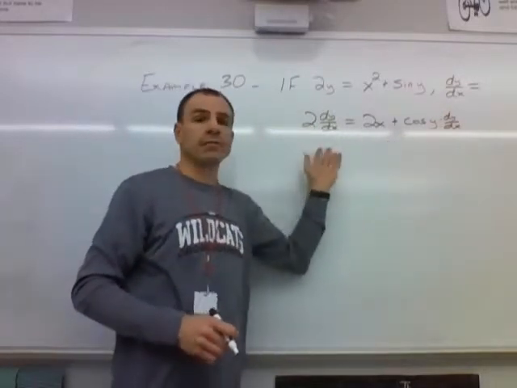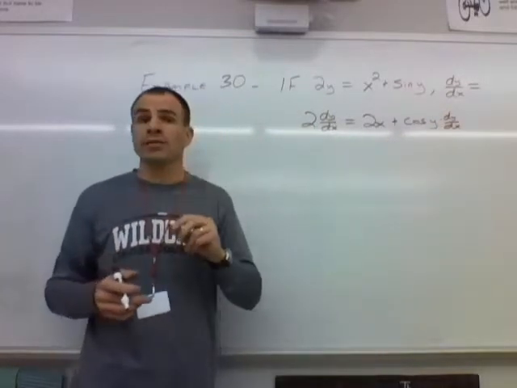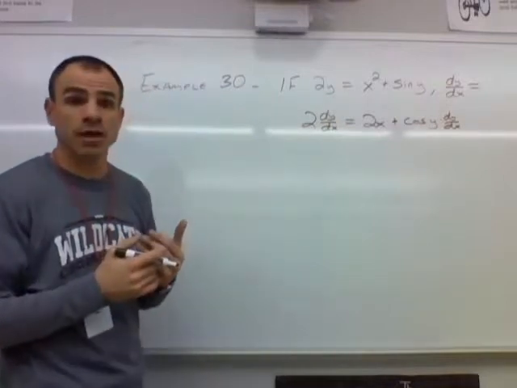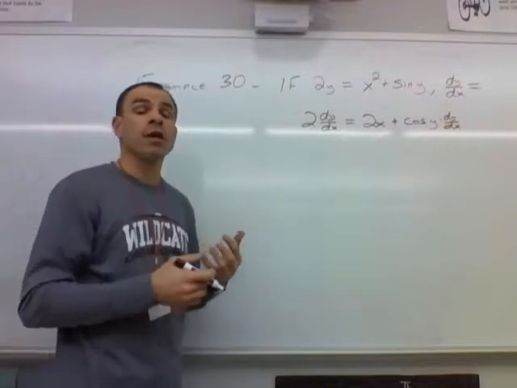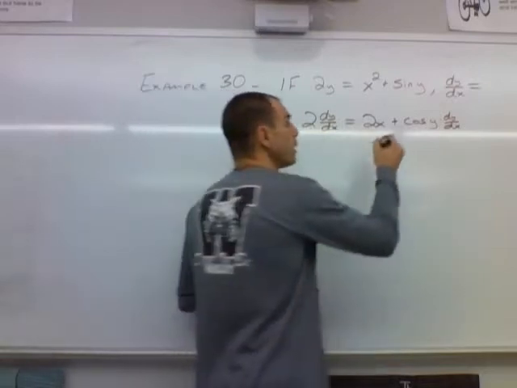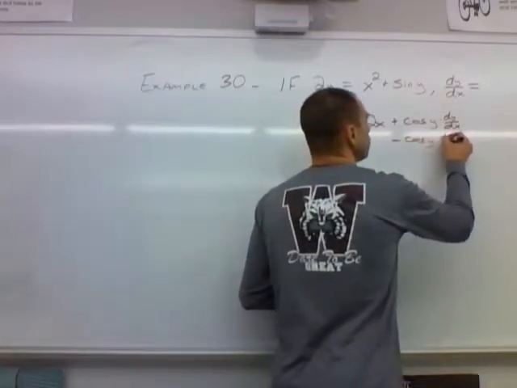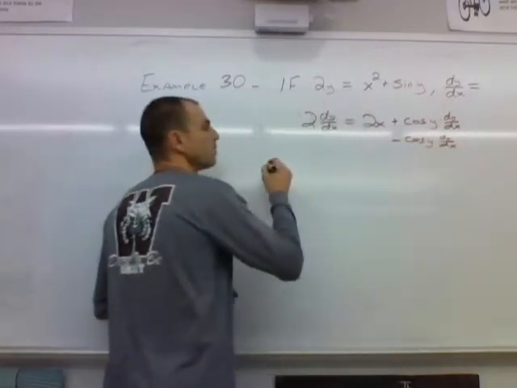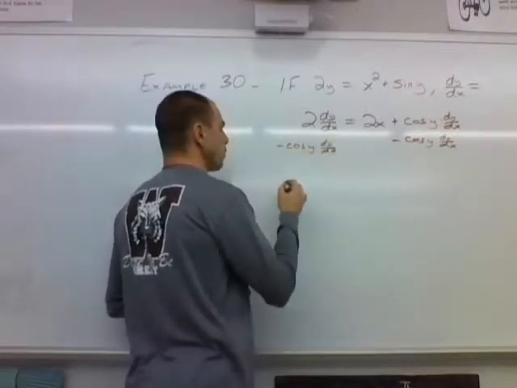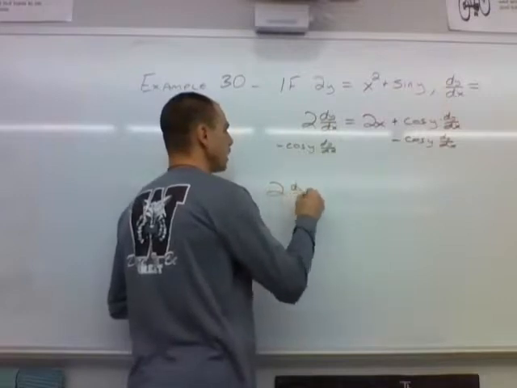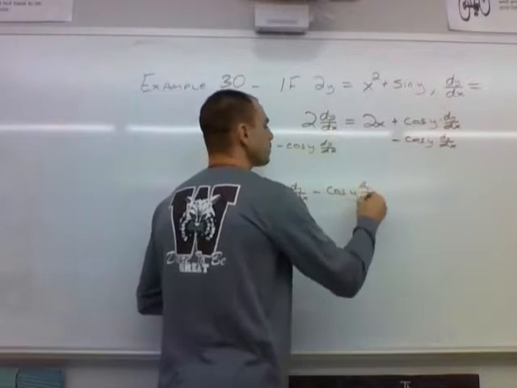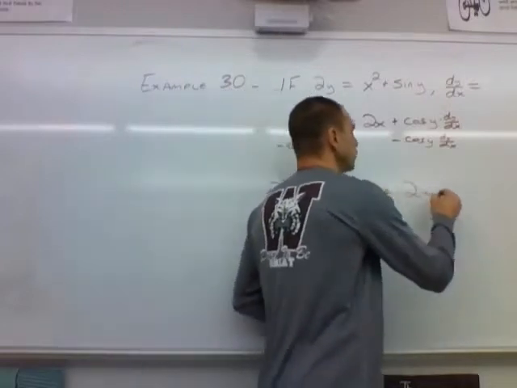Okay, so there's our derivative. We have two dy/dx's. We only want one. We want to solve for one. So we have to get both the dy/dx's onto the same side of the equation so that we can factor it out. We can quickly do that by subtraction. Let's subtract cosine y dy/dx from both sides. All right, subtract it on the right and subtract it on the left. Doing so, we now have 2 dy/dx minus cosine y dy/dx is equal to 2x.